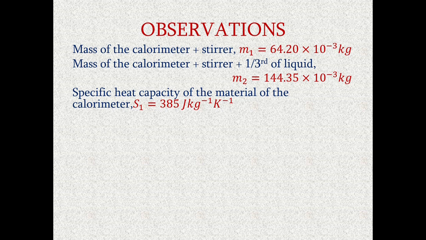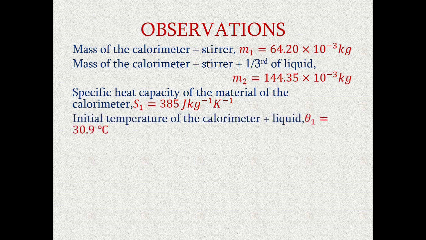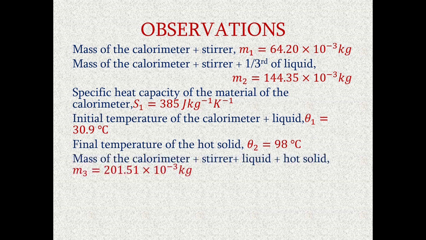The calorimeter which we used is made out of copper, and the specific heat capacity of the material of the calorimeter, S1, is equal to 385 joule per kilogram per Kelvin. Then the initial temperature of the calorimeter and liquid, that is the room temperature, was noted as 30.9 degrees centigrade. Then the aluminium solid, which is taken in the Sinclair's heater, is heated, and the maximum temperature it has attained is noted as the final temperature of the hot solid, theta 2, equal to 98 degrees centigrade.